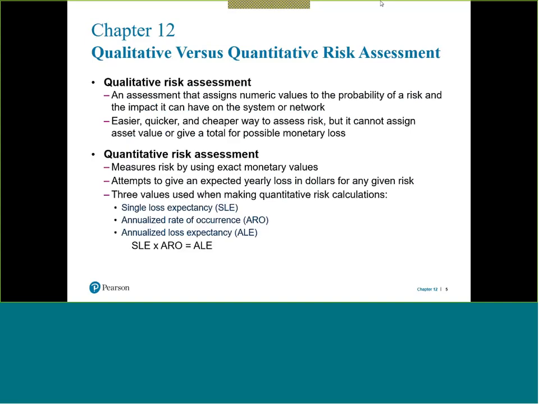So the two main types are a qualitative and a quantitative risk assessment. Basically, a qualitative assessment looks at how a system can impact a network, and you're not really looking at money or at numbers with this. This is an easier way to do it, but you're not assigning a value. Each of these really has its pluses and its minuses.